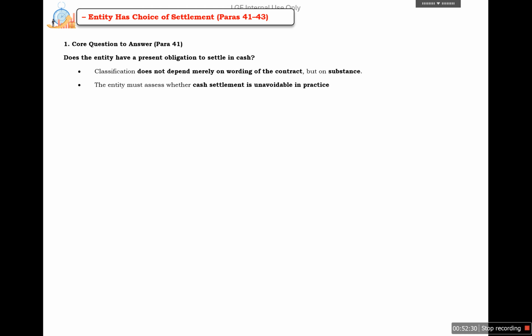Next is when the entity has a choice of settlement. We need to check, does the entity have a present obligation to settle in cash? Classification does not depend merely on the wording of the contract, but on the substance. We need to check the substance of the transaction, and the entity must assess whether cash settlement is unavoidable in practice.